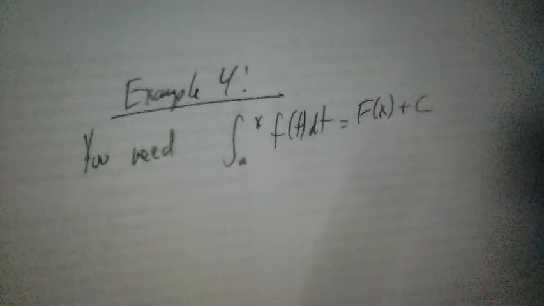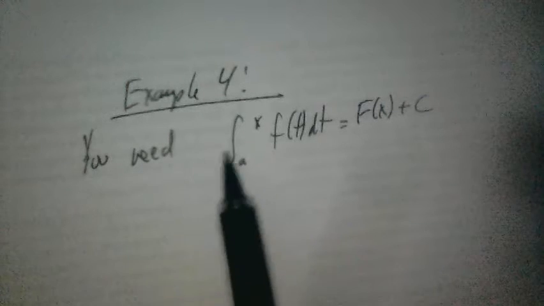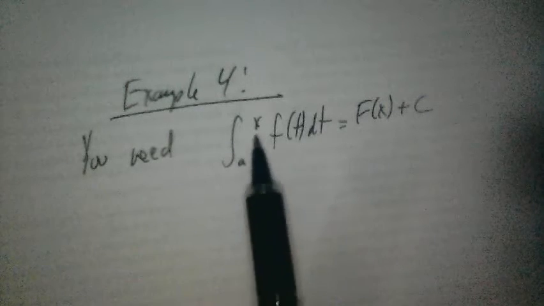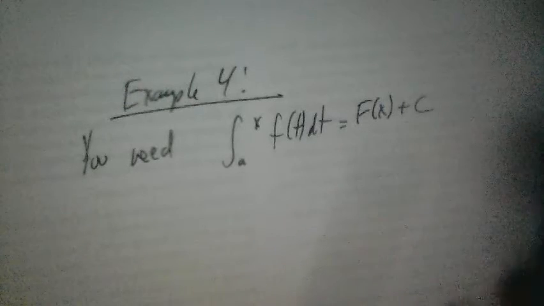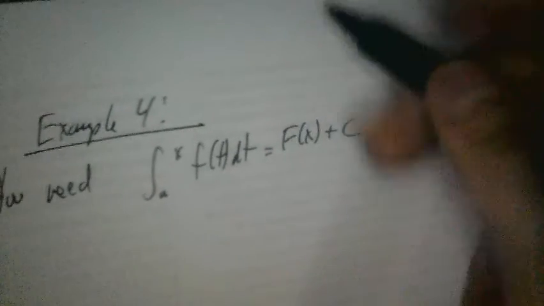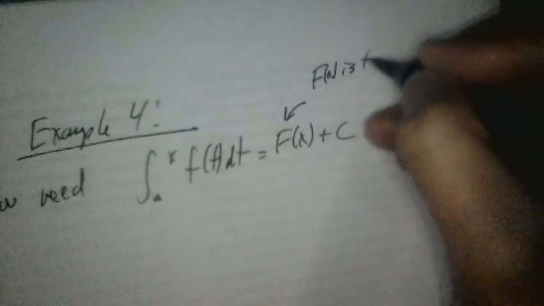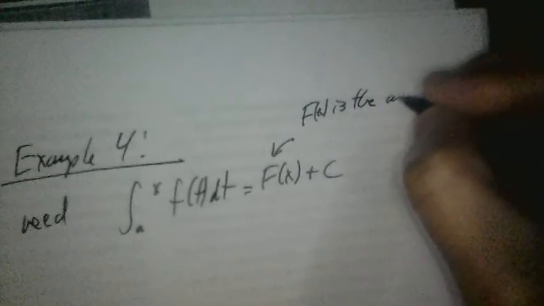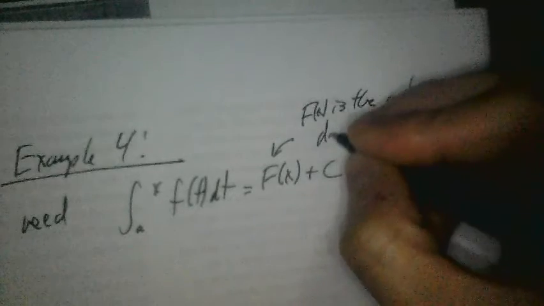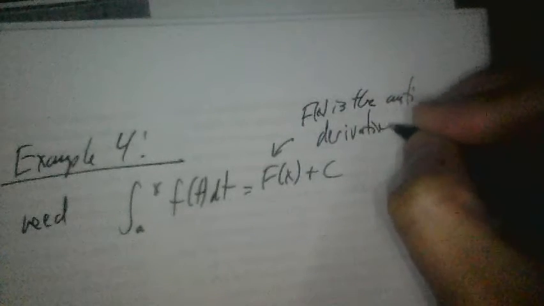Hello everybody, we're looking at example 4 here. Before we get to it, you will need this definition from chapter 5. It says the integral from a to x of f of t dt is just capital F of x plus c. If you recall, capital F of x is the antiderivative of f of x. Sorry, a little sloppy there. And then c is just some constant over here.